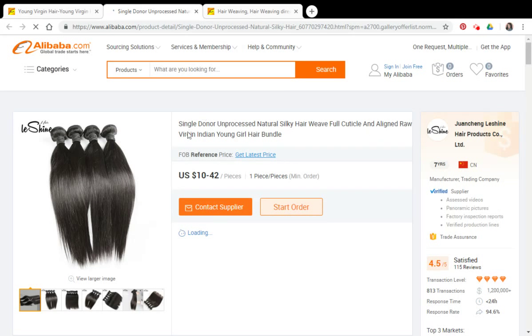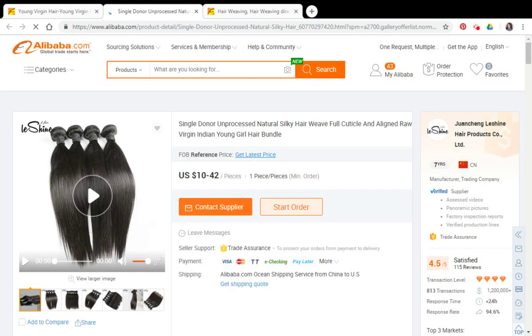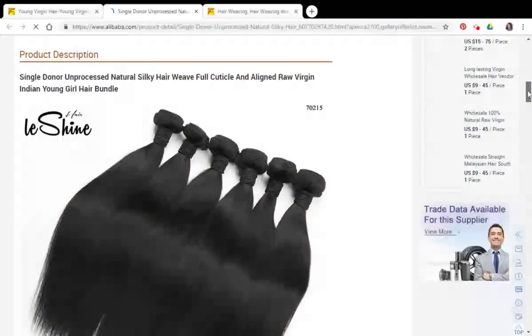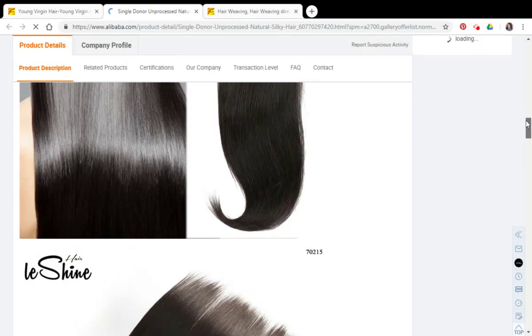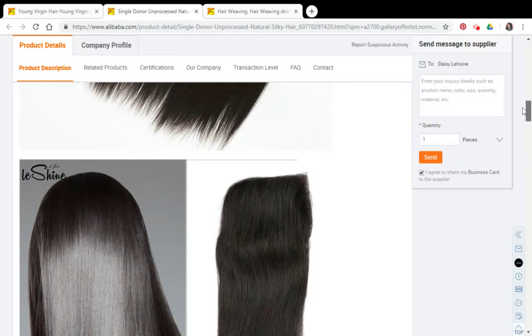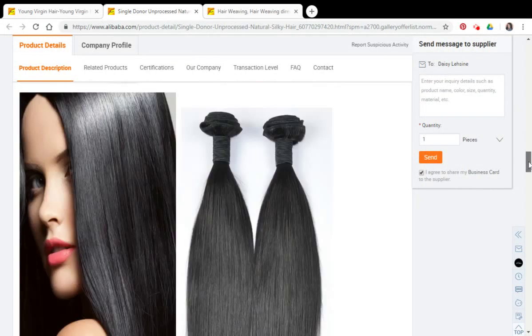Okay. So basically, this is straight hair. This is bone straight hair. It fits the description. Okay. They've been in business for 7 years. They are a manufacturer. Let's scroll down. It's straight hair. They do use a celebrity or an actual model's hair, but that's just one photo, so that's not too bad.